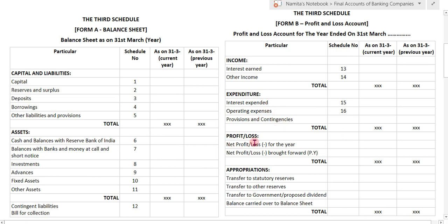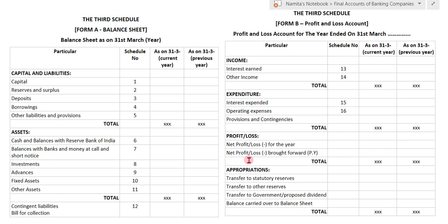Next is profit and loss. In profit and loss, the net profit or loss for the current year, and how will we get the profit or the loss for the current year. If suppose income is more than expenditure, it will be the profit for the current year. If expenditure is more than income, it will be the loss for the current year. So you have to write down the difference between income and expenditure in the amount column.